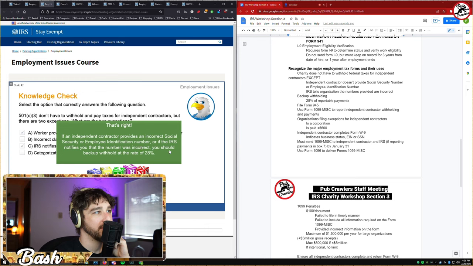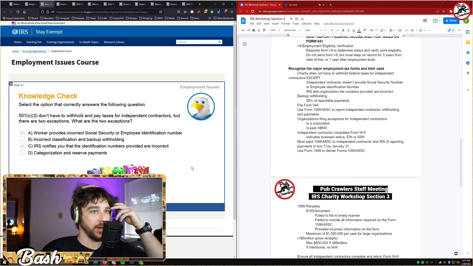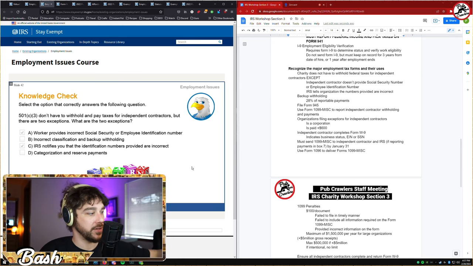That's correct. And if the IRS notifies you that the number was incorrect, you should backup withhold at the rate of 28%. So hefty. It's weird that they say, if we tell you this thing, just magically pull 28% of that value back into your account, post-date it, it'll be fine. But no, really, it's what we said earlier. We have to preemptively have a third of whatever we pay out held aside.